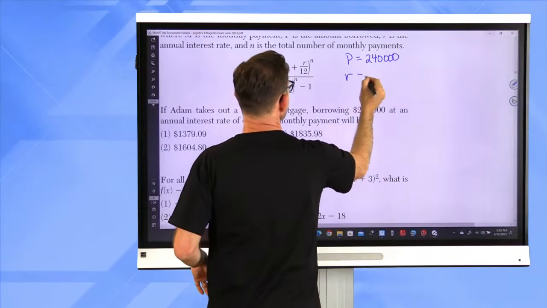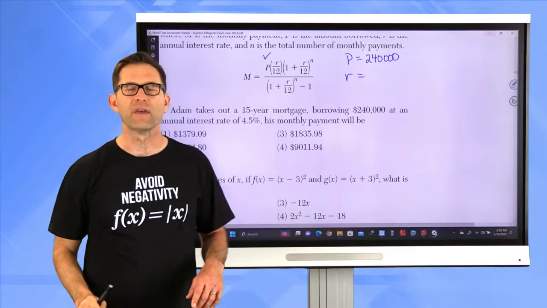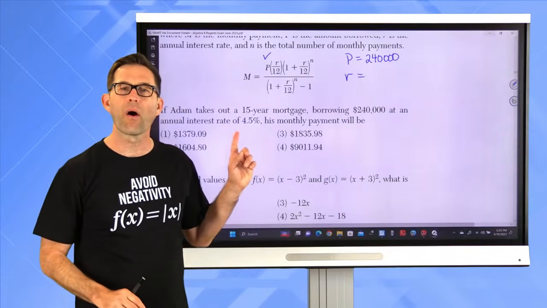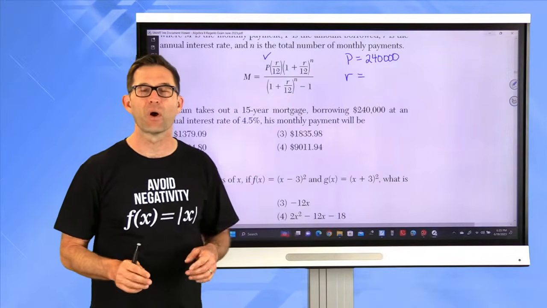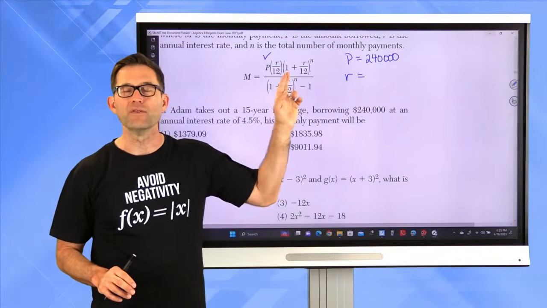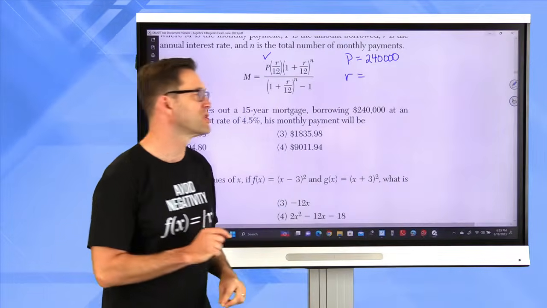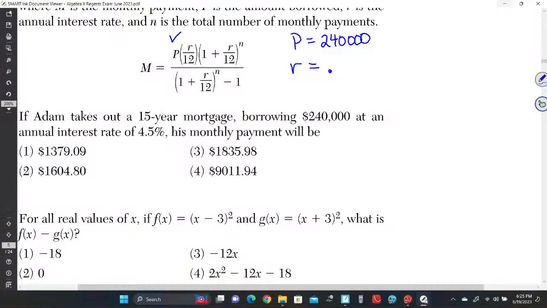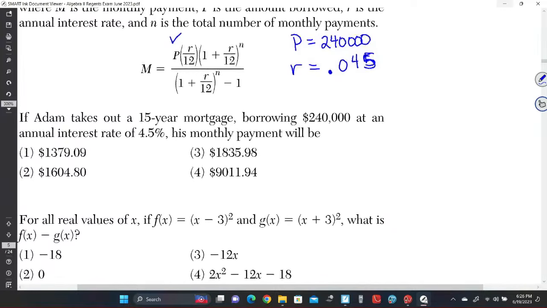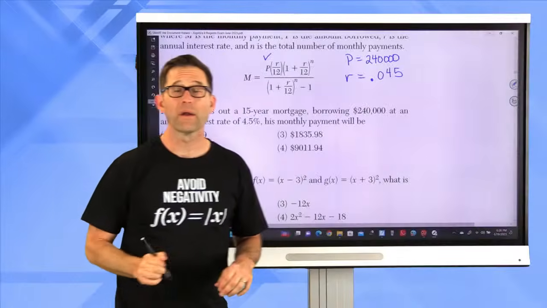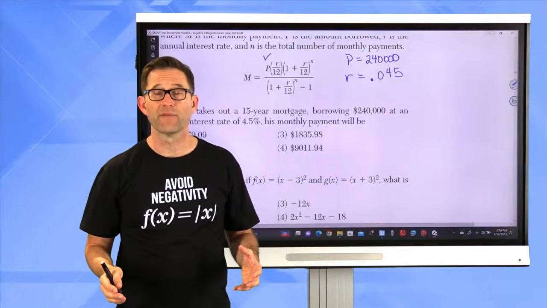Now the R is a little bit tricky, and it's a little bit deceiving because of the terminology. You might think R is 4.5, but it's not, okay? Anytime a rate shows up in one of these types of interest problems, it's always the decimal version of the rate. So R is 0.045. Whoops, come on. Jeez, man, talk about the delay. Let me try that one more time. There we go. Okay, so R is 0.045.